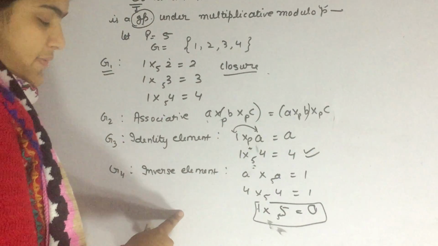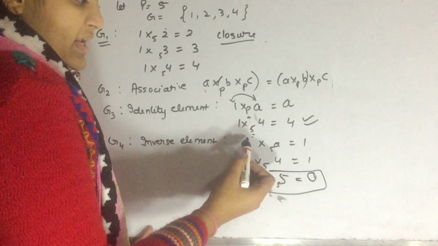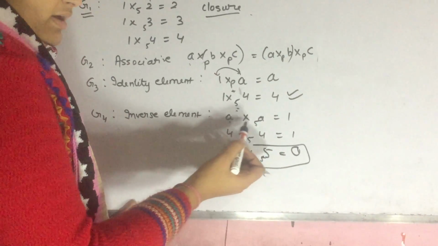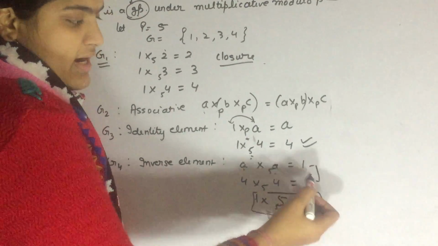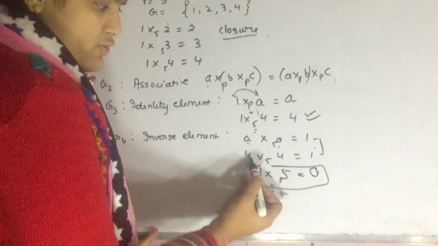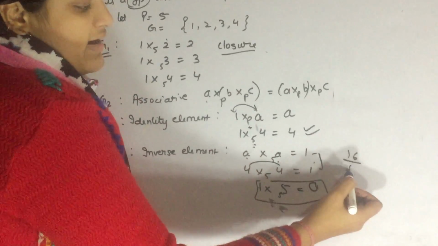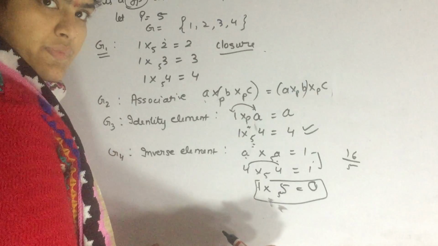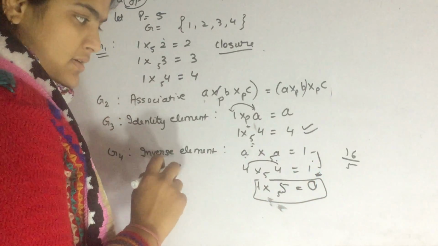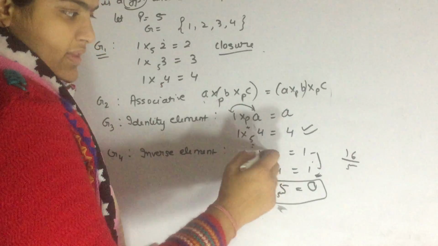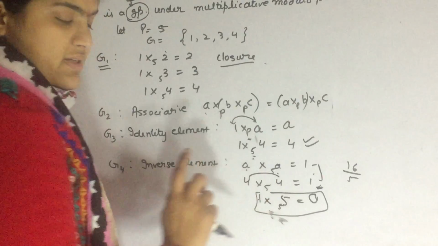Next, inverse element. For inverse element, what do you have to take? You have to take the multiplicative modulo of a number with its inverse, and you have to get the identity element. So it will be like 4 4s are 16. When you divide by 5, 5 3s are 15. 1 left. So 1 is your identity element. On having 1 with this, you get the identity. That's why your inverse is 4.